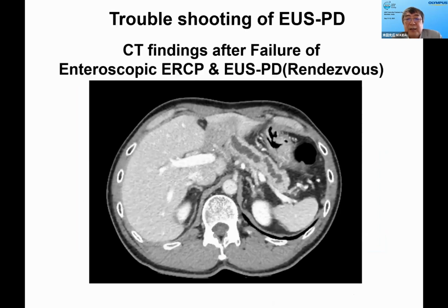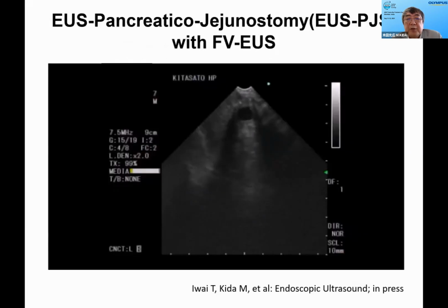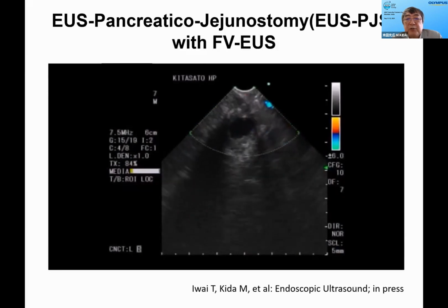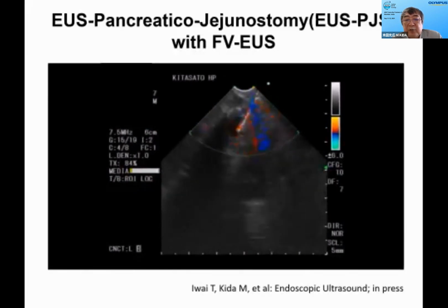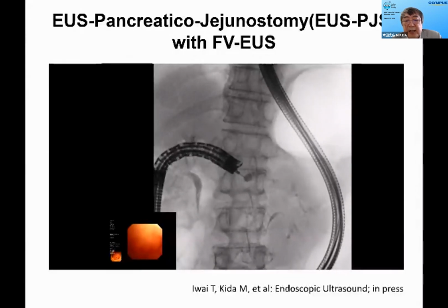And also this is a case of failed ERCP and also failed rendezvous technique with EUS-PD. This is a dilated MPD, but we failed both techniques. Then we employed the forward viewing echo endoscope. Then we try to do EUS-guided pancreatic jejunostomy with the forward viewing echo. Now we are in front of the anastomosis site. We puncture the dilated MPD directly.